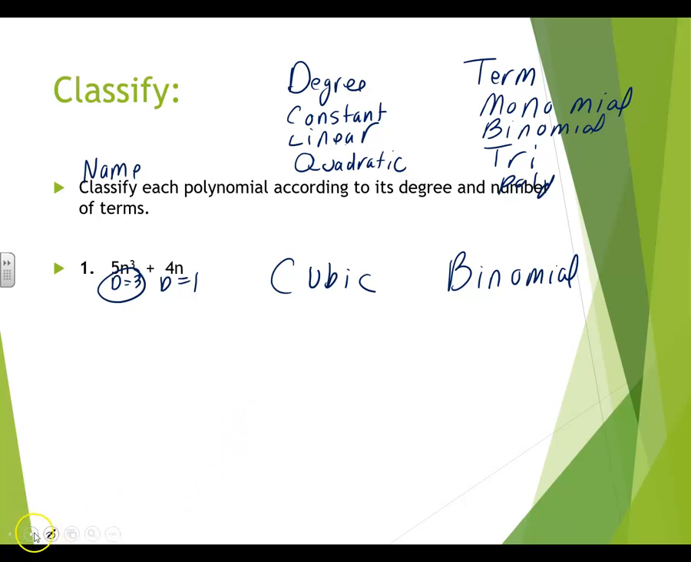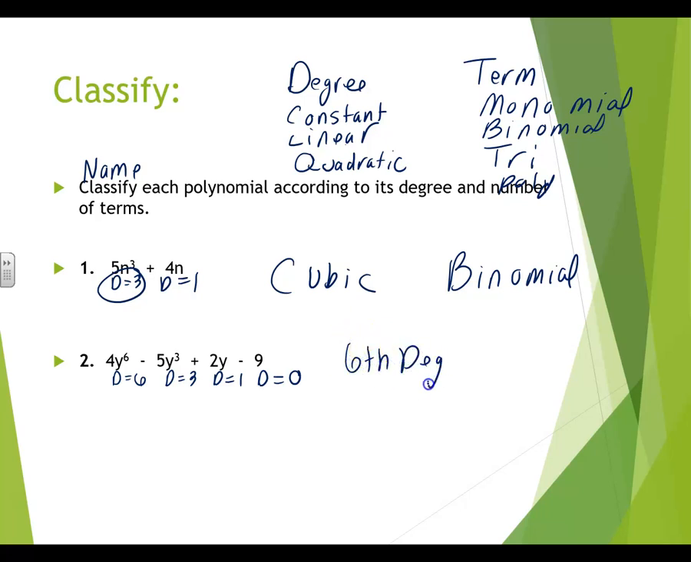All right, the next one. What's the degree of this term? What's the degree of this term? What's the degree of this term? What's the degree of this term? 0. So 6 is our highest. What do we call that one? 6th degree. And how many terms are there? Look around the plus and minus signs. How many terms are there? 4. So what do we call a 4-termer? Poly. It's a poly. We don't name it after 4.